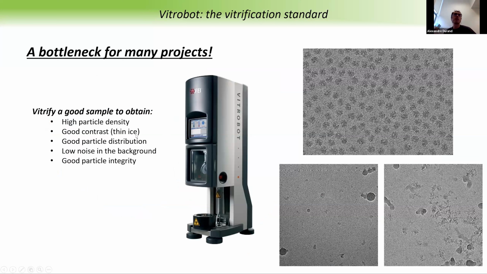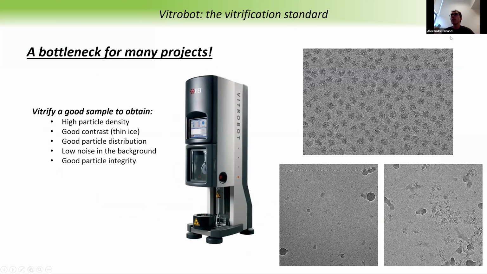And the aim using the VitroBot is to obtain a good grid where you have high particle density for single particle analysis. You want good contrast, mainly thin ice. You want to have a perfect particle distribution, of course, low noise in the background, and very importantly, you want to preserve the structural integrity of the object you are studying.